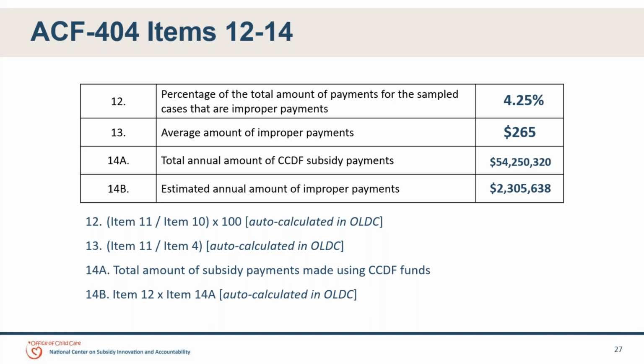So we just had a question come in, and I want to address it now because it's based on item 14A. While we're on the subject, the question is: is the number entered in 14A the payments for the review year? So it's going to be the payments for the review period, which for the year 2 states ran from October of 2019 through September of 2020. So it's going to be all of those CCDF payments that were paid out during that 12-month period.